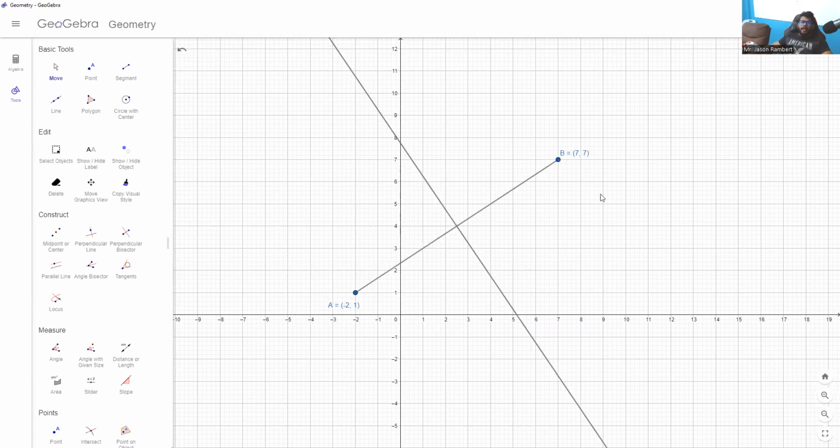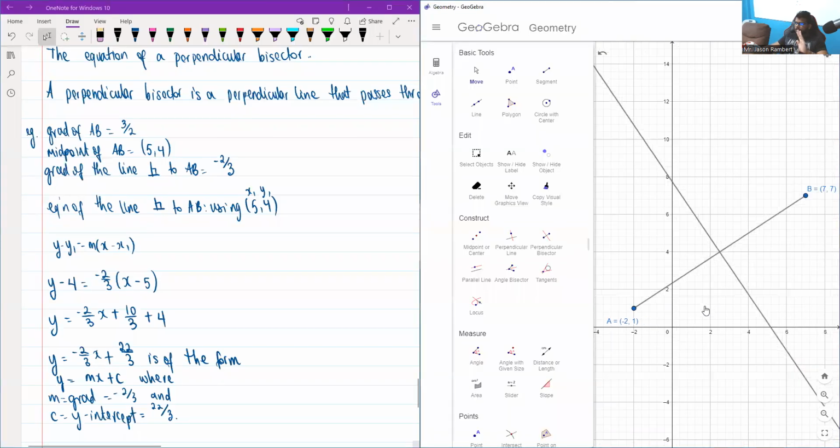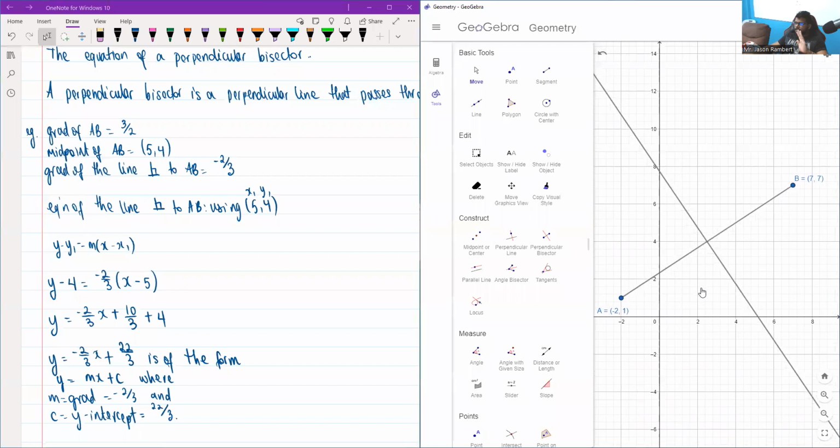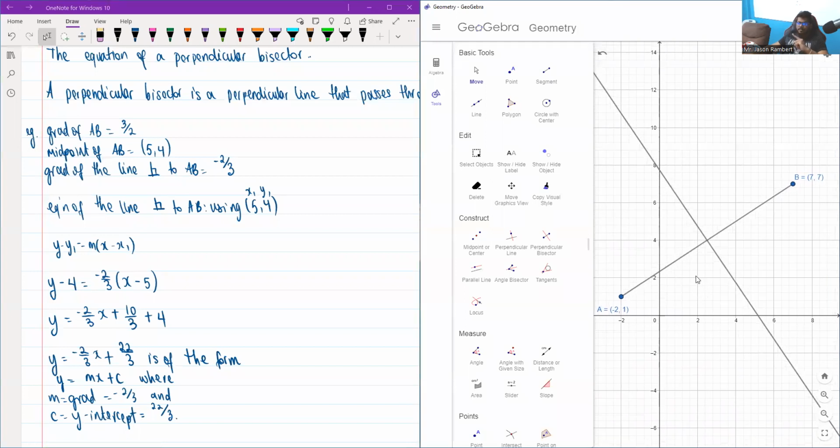Right? A, calculate the equation of the perpendicular bisector. You're doing the same exact things we did just now. I will put that on the side so you all will see it. And that is ABD. 2, 1, and 7, 7. Go ahead. Take your time and do it. No rush.